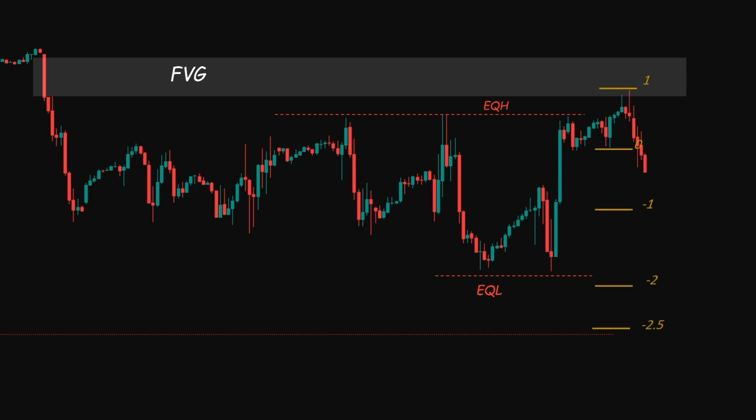So we mark the low to the high of that manipulation leg, and look for targets that align with it. As you can see, our -2 and -2.5 standard deviations line up perfectly with those equal lows below, which makes it a solid target area where we can confidently set our take profit.